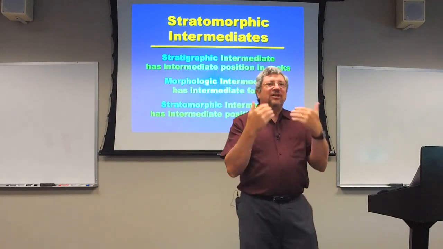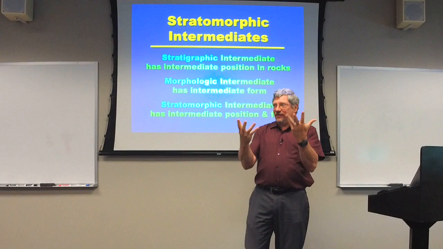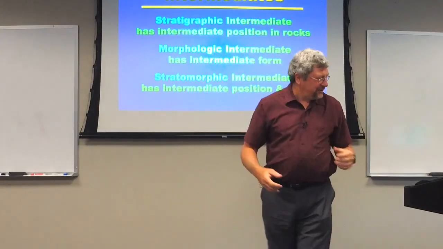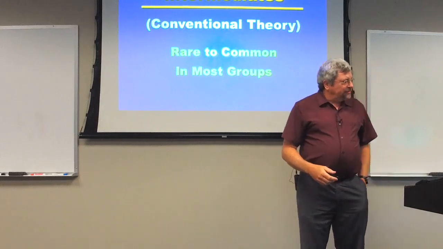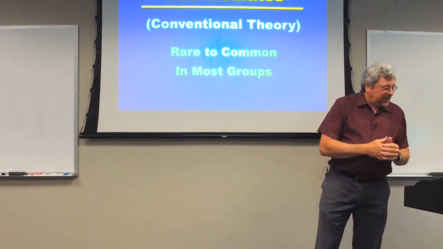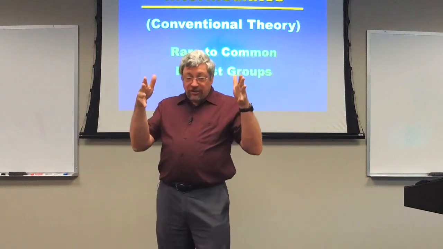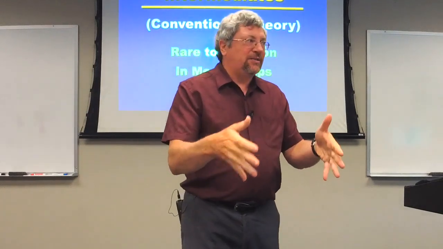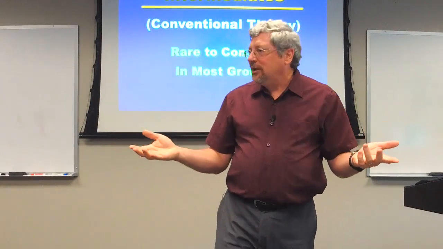What evolutionists are looking for are stratomorphic intermediates. That's what we want. So in conventional evolutionary theory, you would expect that there should have been organisms that are intermediate, but remember, what's the preservation rate of the fossil record?